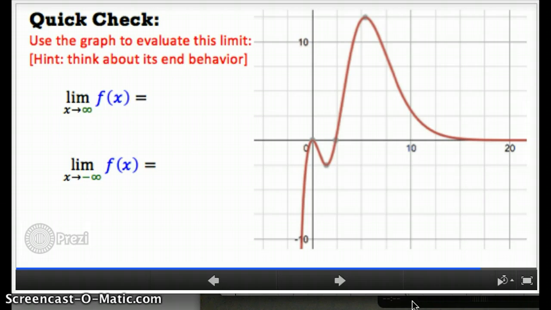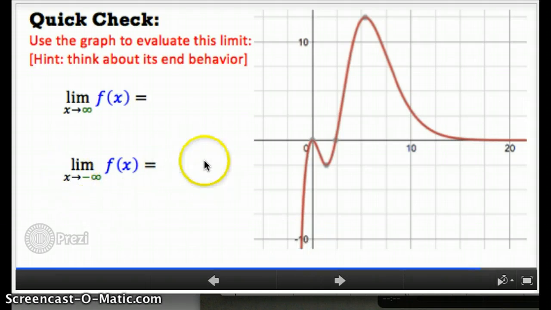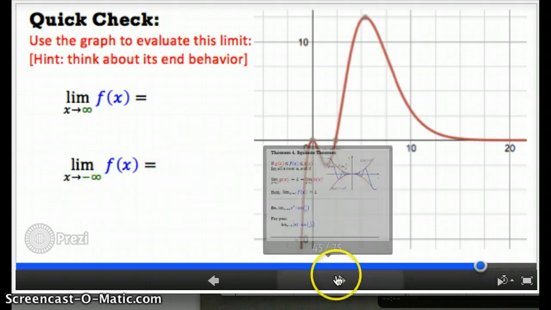Great, so you just answered this quick check in Edpuzzle, and hopefully you identified that the right end, which is the end where x goes to positive infinity, the y values have a horizontal asymptote, and it looks like it's at 0. So actually the right end behavior of this function is constant. And the left end, as we go the other direction, the function is going down really dramatically. So the left end behavior is negative infinity. This limit equals negative infinity.